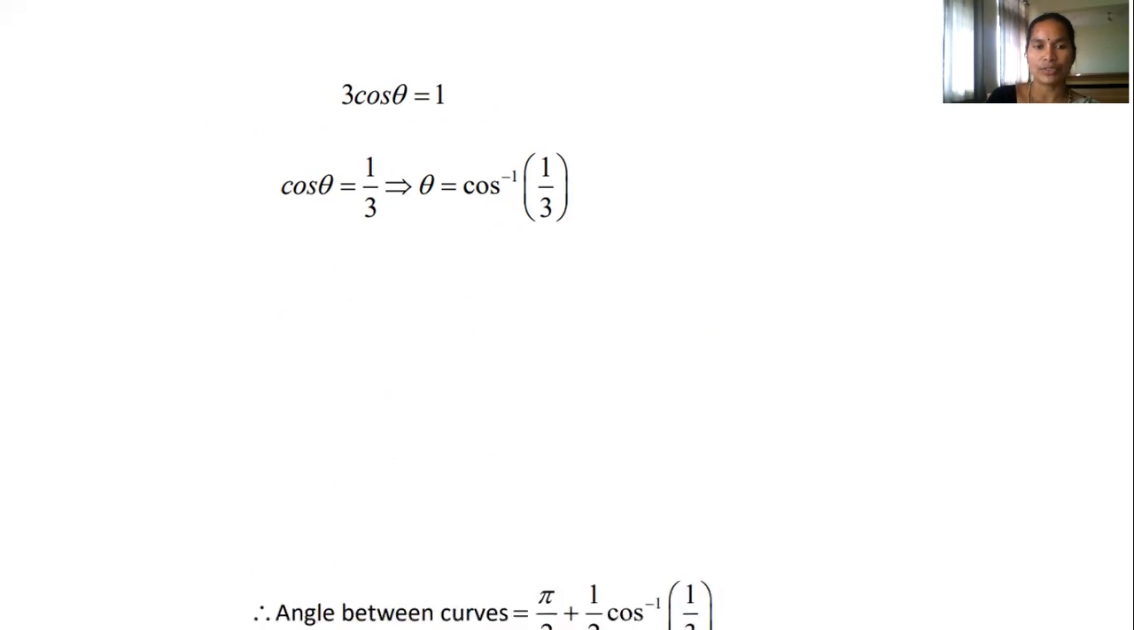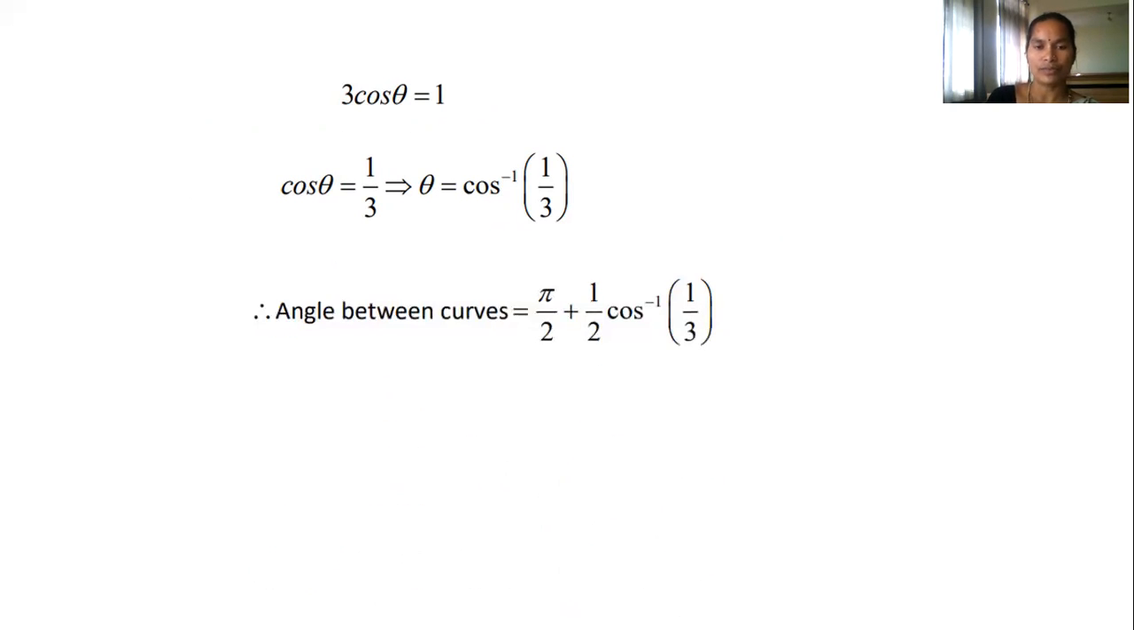So this we have to substitute in the angle between the two curves, that is pi by 2 plus theta by 2 here we have. So what is the value of theta I got? Cos inverse of 1 by 3. Therefore, the angle between the given curves will be pi by 2 plus 1 by 2 into cos inverse of 1 by 3.